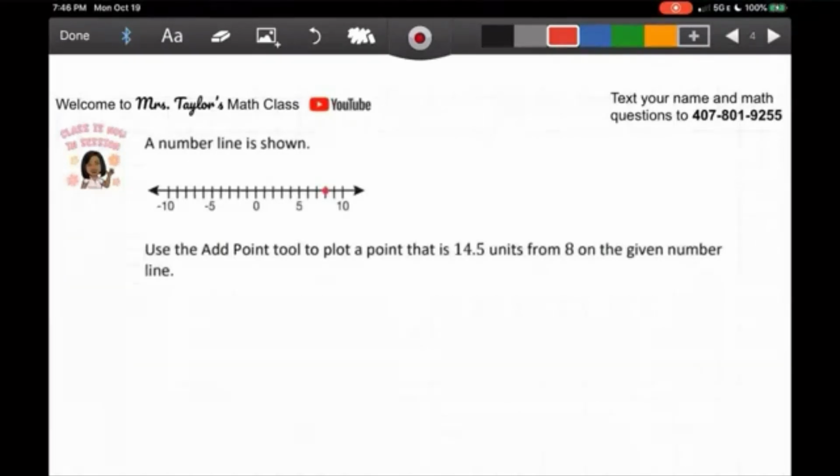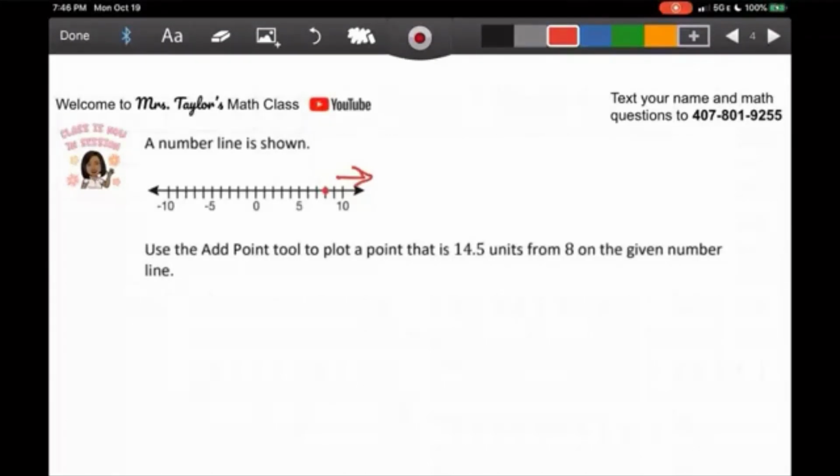So if you're trying to find 14.5, naturally you're going to go to the right. You want to just go this way. But there's no more graph going to the right. So you have to go to the left. But you have to count 14 and a half spaces to the left.